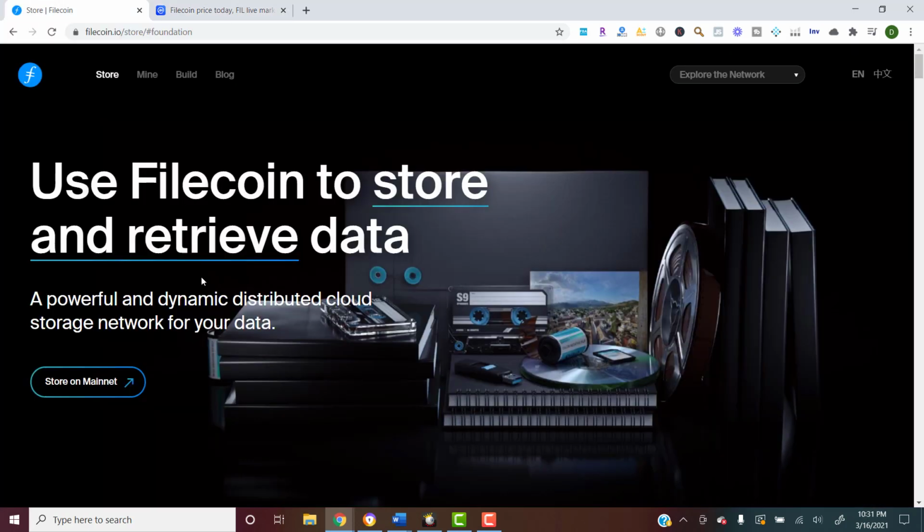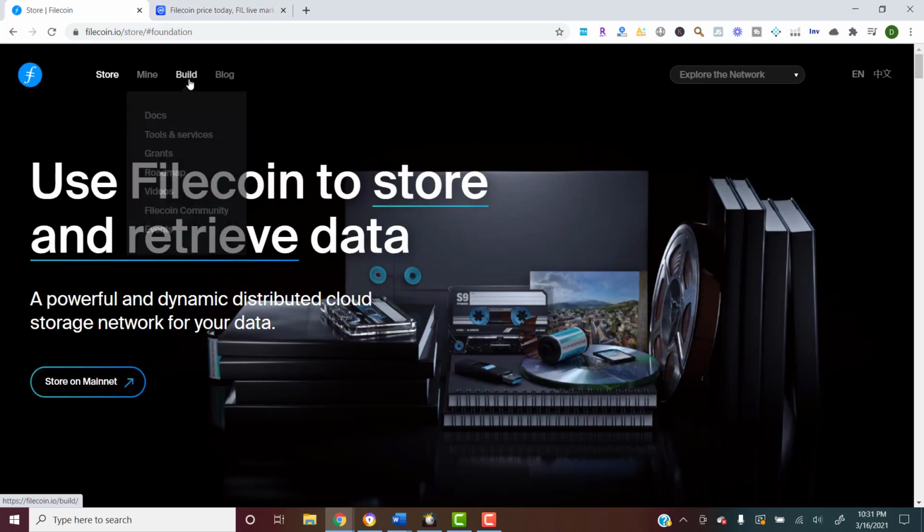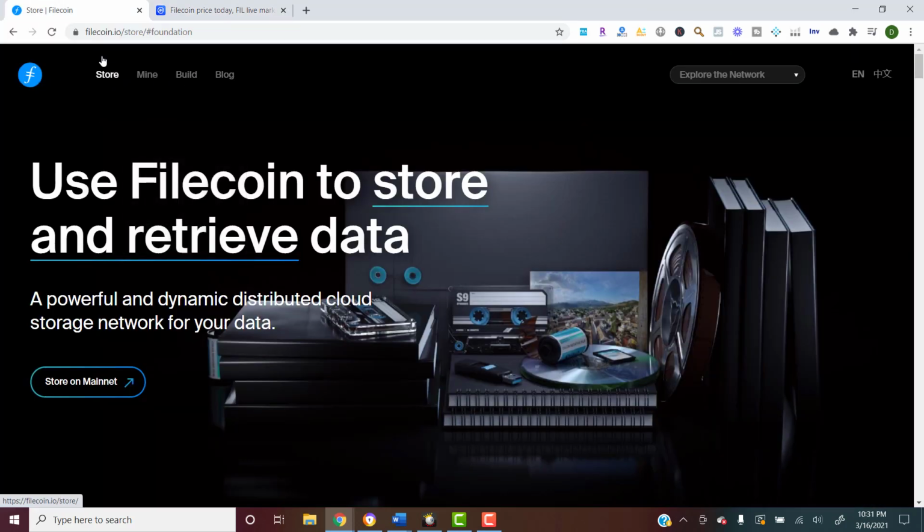Let's take a look at it. All right, perfect, guys. As you can see, Filecoin has a lot of different use cases. We're going to focus on the storage aspect of things. If you want follow-up videos to talk about other things, we absolutely can do that, but we're just going to focus on storage right now.